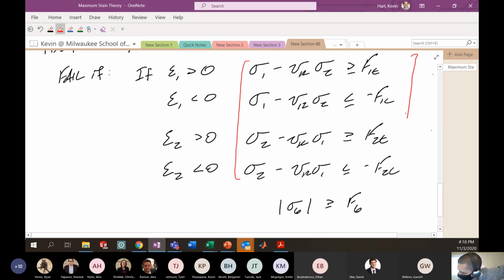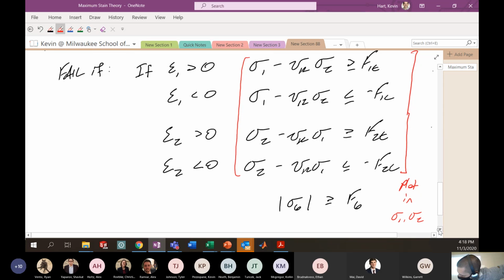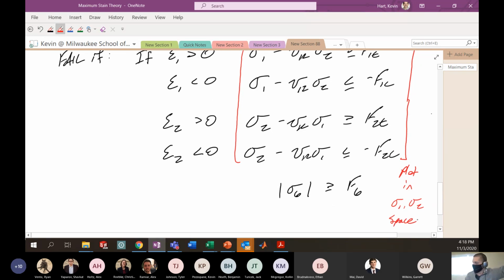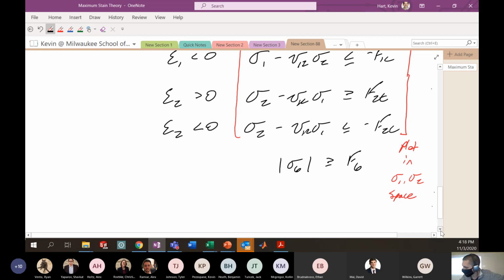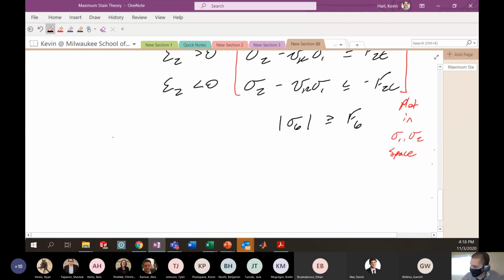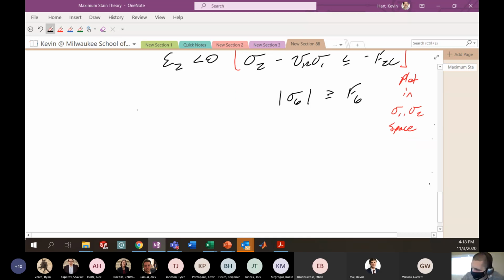So I'm going to plot these four in the sigma 1, sigma 2 space. That is this failure envelope that we've talked about before, plotted in the space of principal material direction stress. Okay, so let's try to make ourselves a nice big graph here. Here's the one direction, two direction.